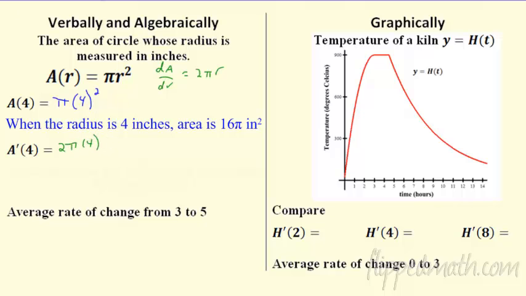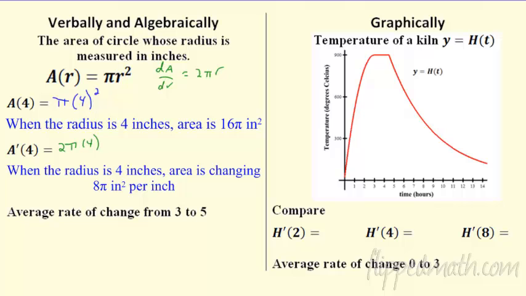Sure, 2 pi r. So the radius is still 4. What does that mean though? We're going to be a lot into what does it mean in labeling. It means when the radius is 4 inches, the area at that moment in time is changing 8 pi inches squared per inch. That is so weird, but that is describing how it is changing. So we're looking at the rate of change. The radius is causing the area to change. So it's slightly different. That's the derivative at that moment.